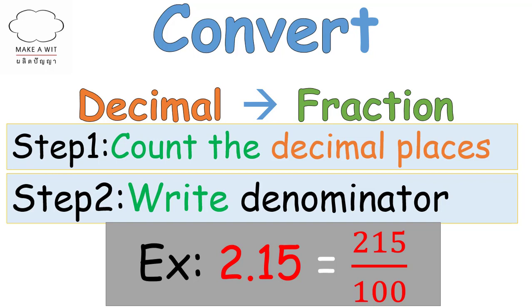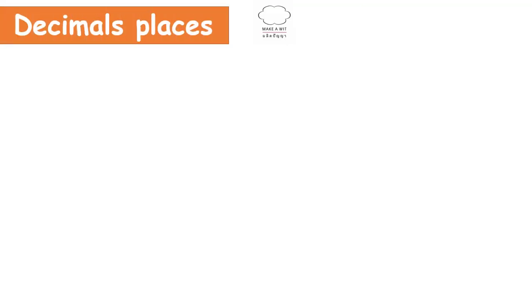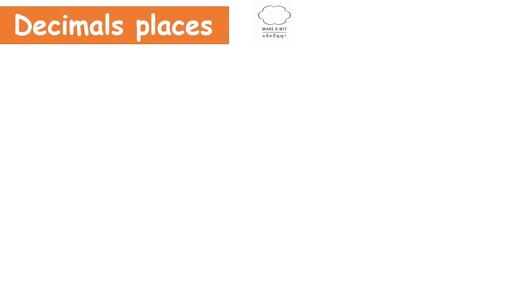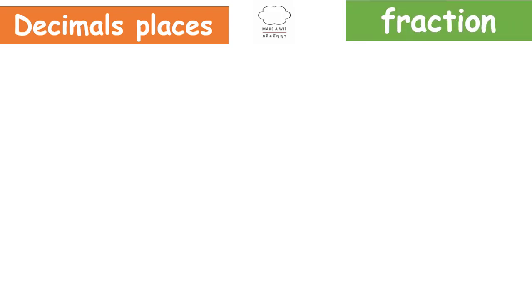2.15 equals 215 over 100. How to change this decimal number to a fraction? Okay, look at this. Teacher has 2 parts or 2 sides. The first side is the decimal places, and the second side is the fraction. Again, this side is decimal places and this side is fraction.